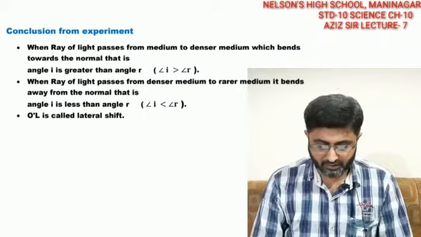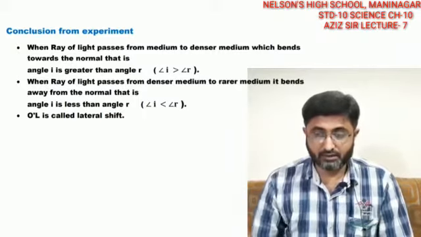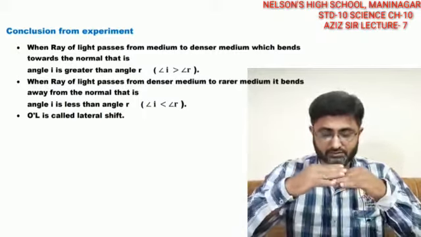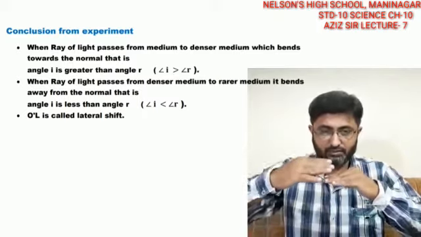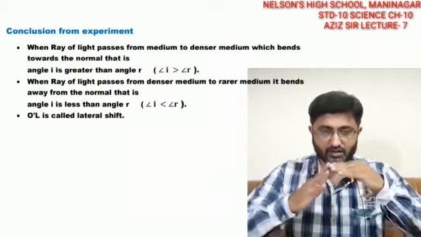And whenever a ray of light passes from a denser medium, that is again from the glass to the air, from a denser medium to a rarer medium, it bends away from the normal.